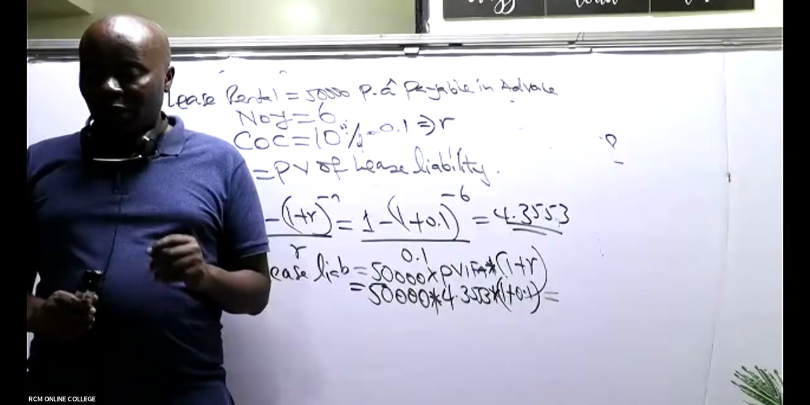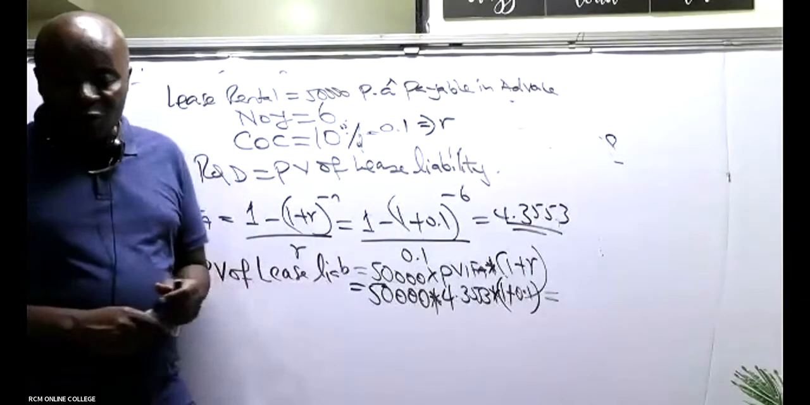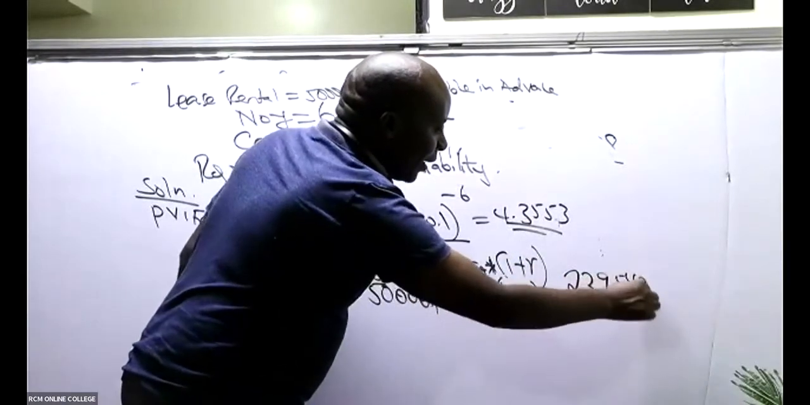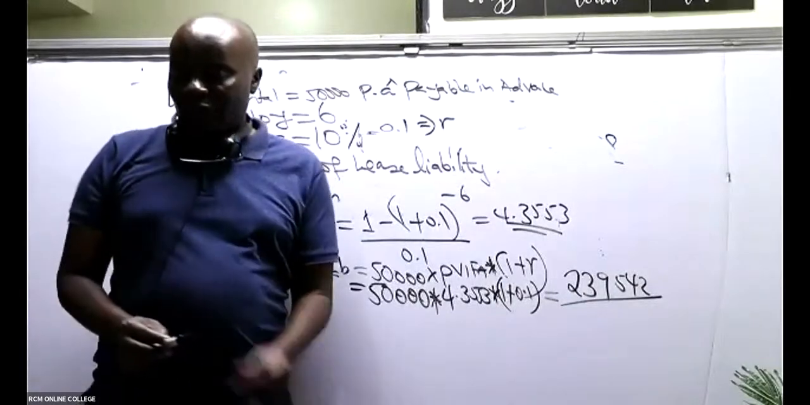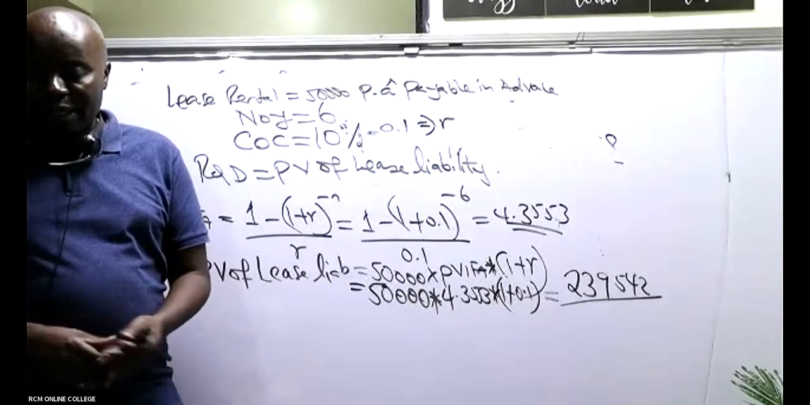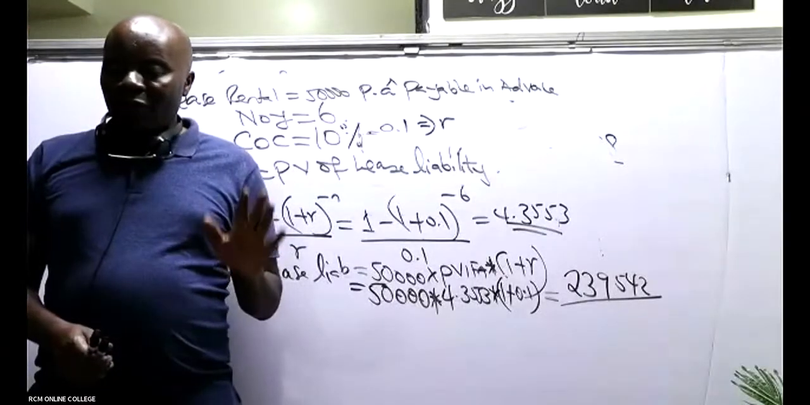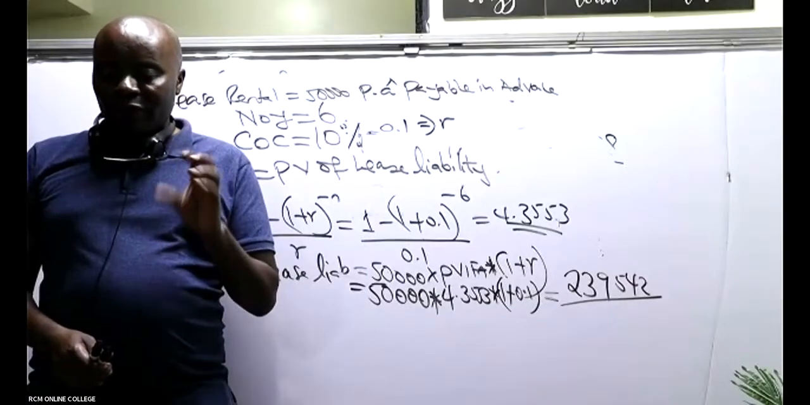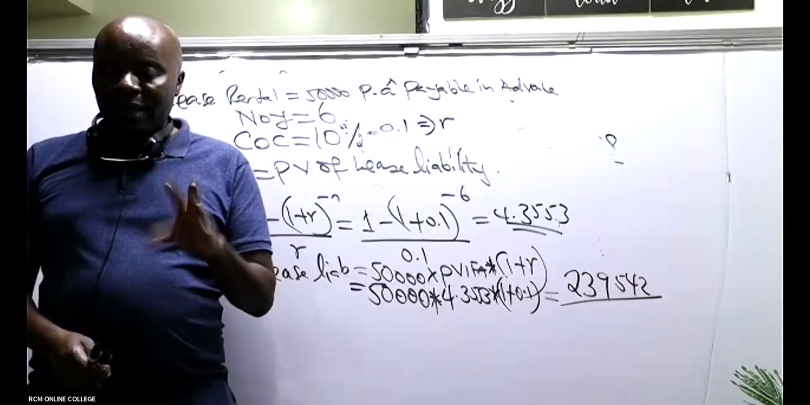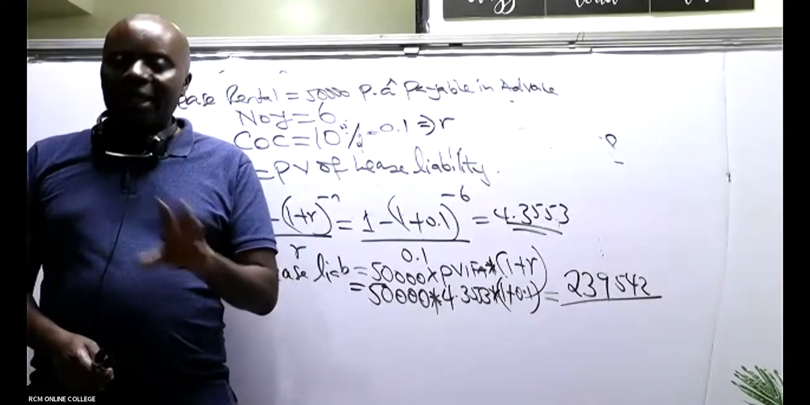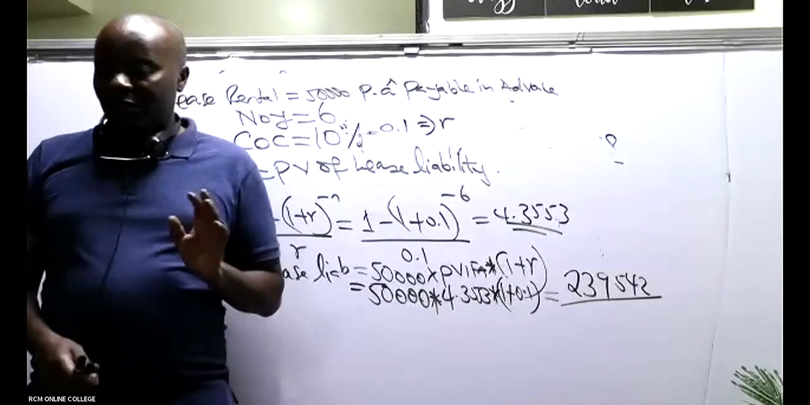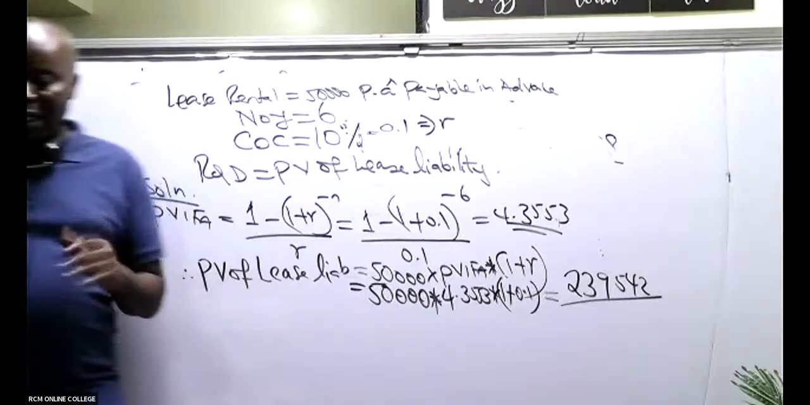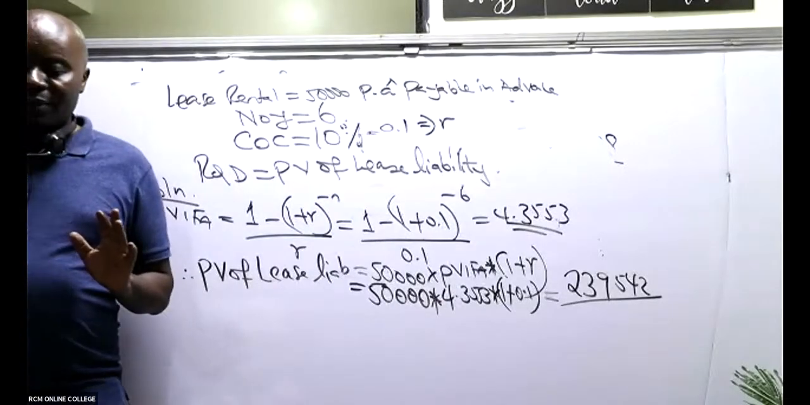Mumbi is giving me a figure of 239,542. Is that figure correct? Thank you so much. Before I proceed, have you been able to pick something here? I wanted to lay a foundation. The moment you know how to get the present value of lease rentals, our lease liability, then we are good students on the block, a block called leases.